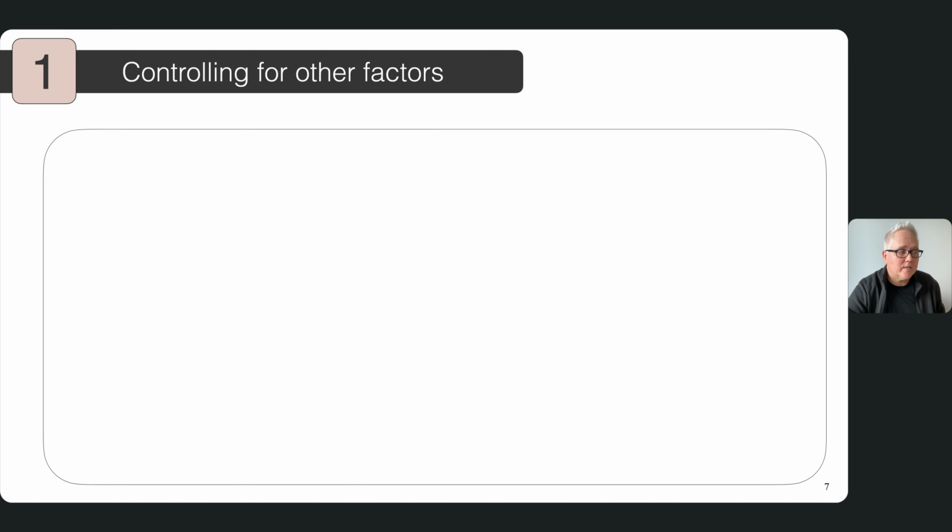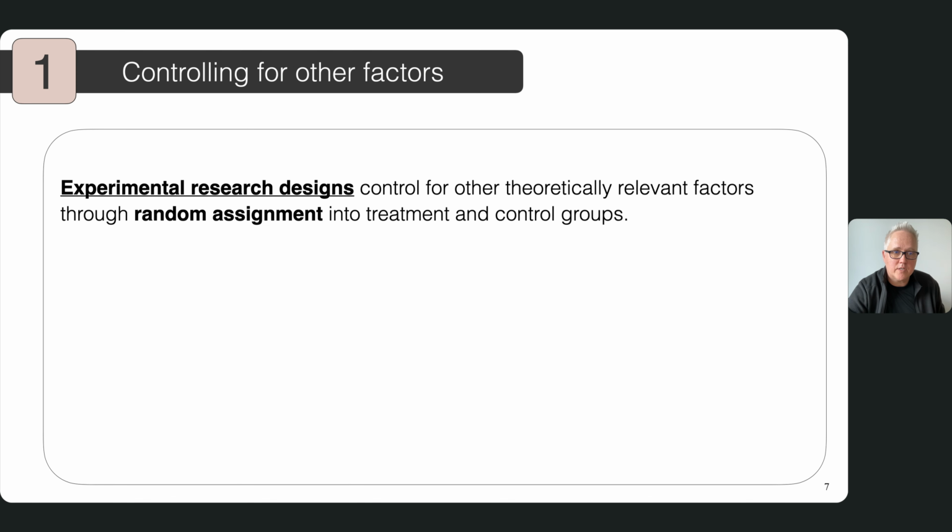All right. So, what does it mean to control for other factors? Experimental research designs, as I mentioned, control for those factors through random assignment of your sample into treatment and control groups.